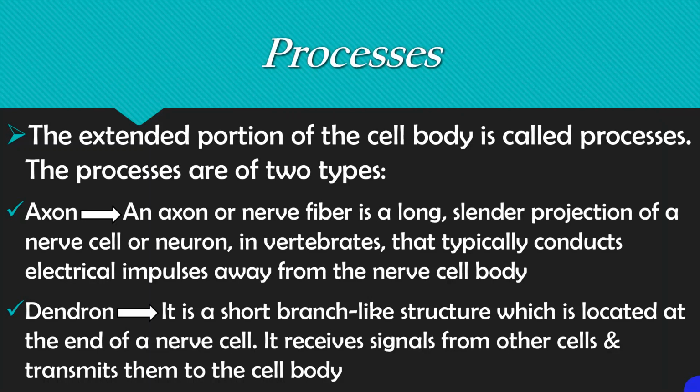An axon or nerve fiber is a long, slender projection of a nerve cell or neuron, in vertebrates, that typically conducts electrical impulses away from the nerve cell body. And dendron, it is a short branch-like structure which is located at the end of a nerve cell. The dendron receives signals from other cells and transmits them to the cell body. This is basically a communication method.